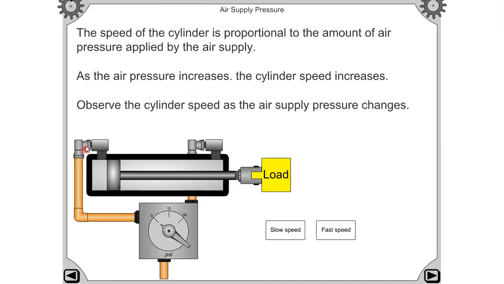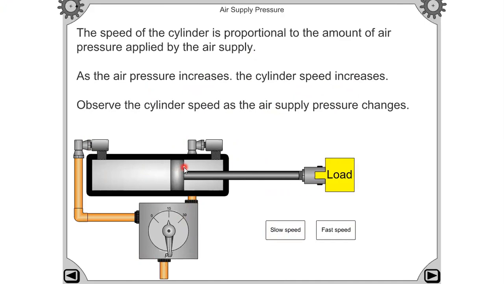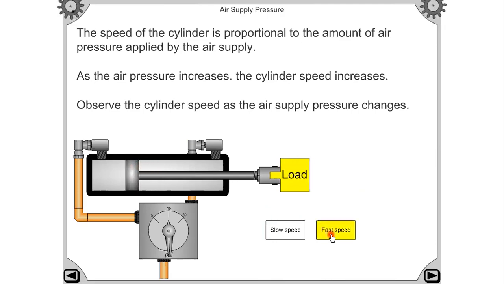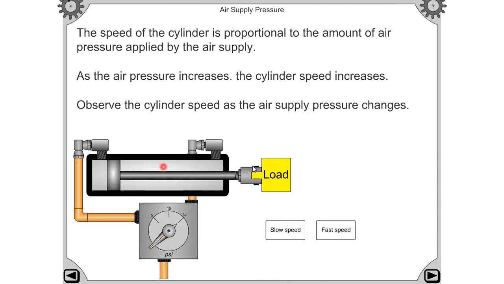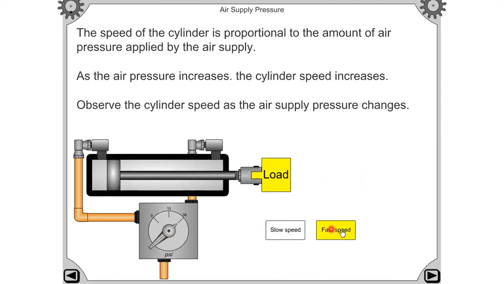Here we are using a double acting cylinder, and the pressure gauge is shown. First, we will see the slow speed. At slow speed, the pressure is less. Then at the fast speed, you can see that the pressure is increasing. As the pressure increases, the speed will also increase. In this way, the supply pressure directly determines the speed of the cylinder.